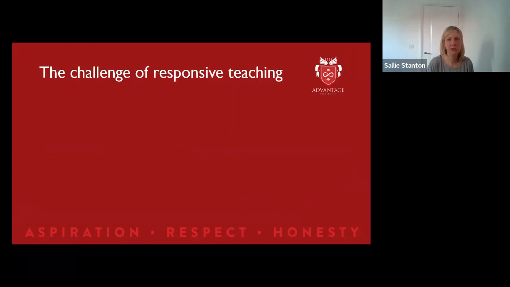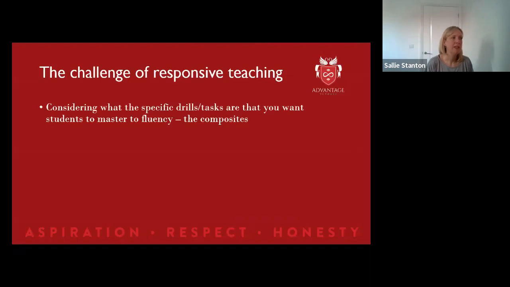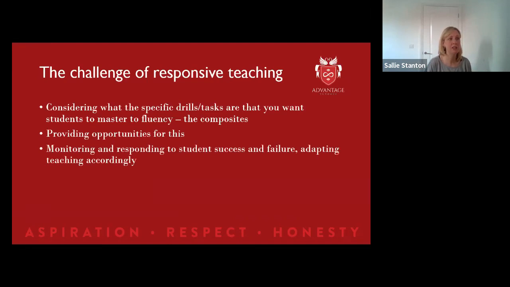So this is the challenge of responsive teaching. We're really thinking about what are the drills and the tasks that we need pupils to master. These are the composites. No, that's wrong. They're the components. I always do this. I always say composites. So the composite is the big picture, the components are the little bits. So the bits that you want them to drill and the mini tasks are the components, and you provide repeated opportunities for this, and you monitor, you respond to pupil success and failure, and you adapt your teaching accordingly.